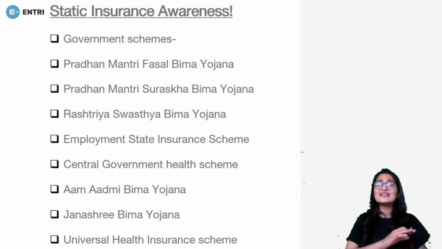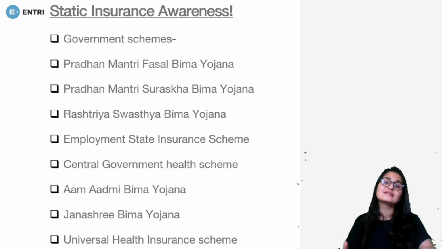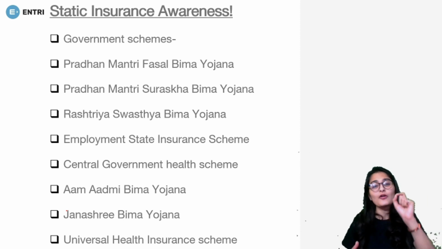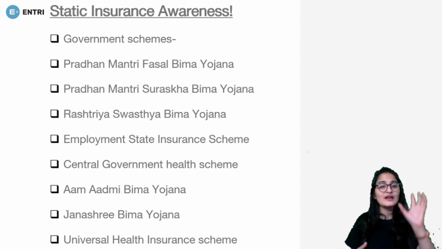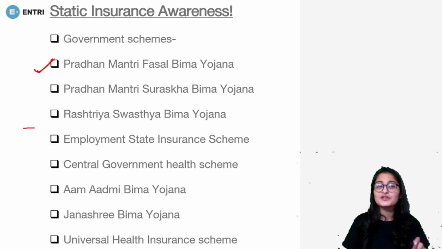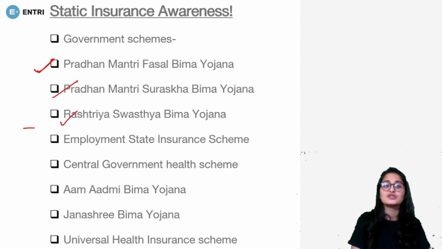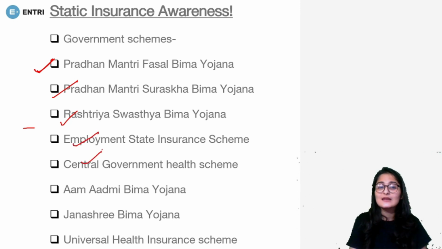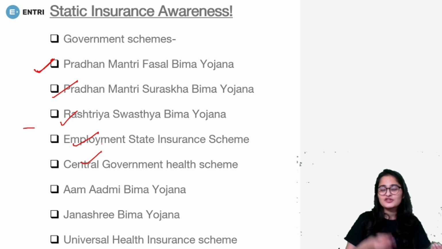Then there are various schemes in which insurance companies are involved, or various insurance schemes which are launched by the government, especially for a certain area or targeting certain people, like Pradhan Mantri Fasal Bima Yojana, insurance product launched especially for crops. Pradhan Mantri Suraksha Bima Yojana, Rashtriya Swasthya Bima Yojana, Employees' State Insurance scheme, then Central Government Health Scheme. So there are various schemes which are launched by the government also. So it's not that you have to only study about the public sector insurance or private sector insurance.